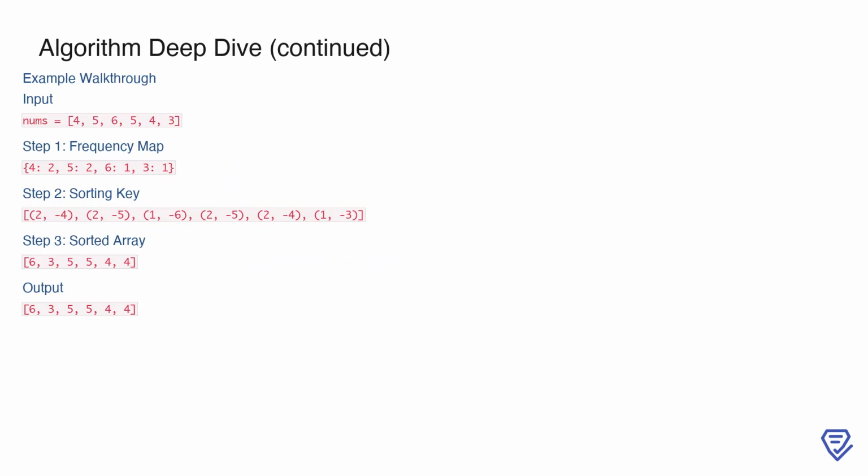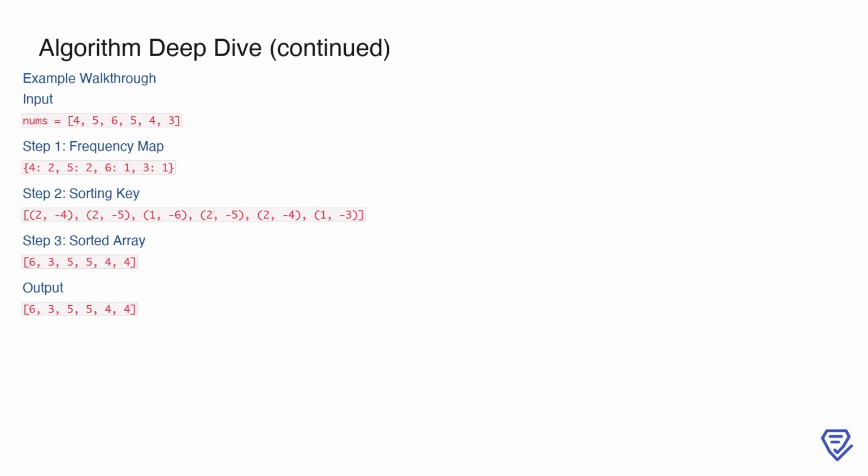To solidify our understanding, let's walk through a complete example. Suppose the input array is nums equals 4, 5, 6, 5, 4, 3. First, we create the frequency map {4: 2, 5: 2, 6: 1, 3: 1}. This tells us how often each number appears in the array.